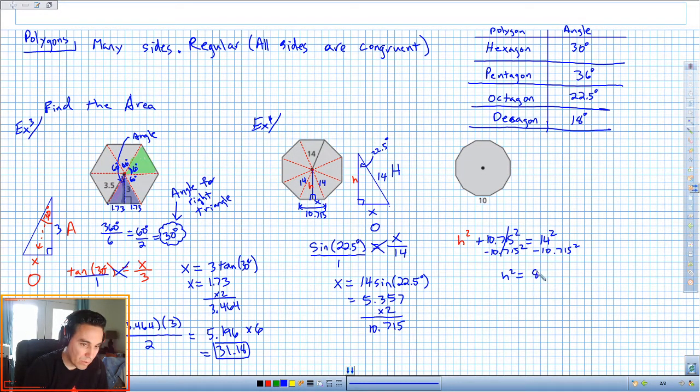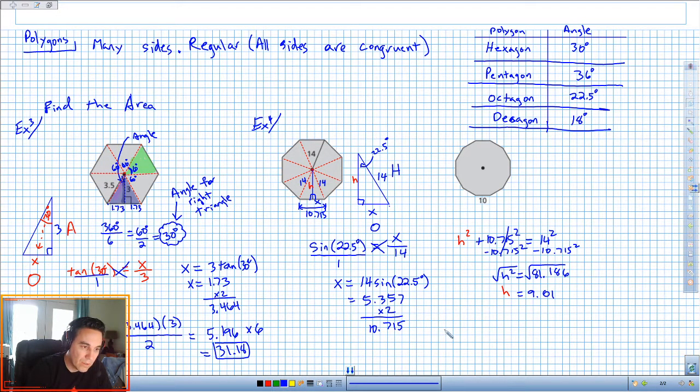We get 81.186. And then square root to get rid of the squared. So the height of this octagon is 9.01. So now we know the height is 9.01. I should probably use red there so you don't get all confused. So the height is 9.01 and the base was 10.715.